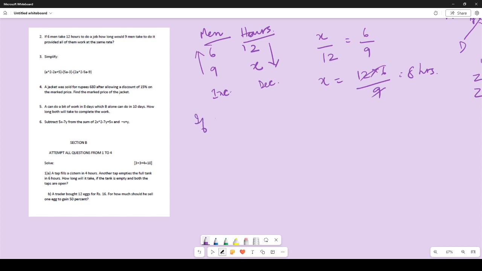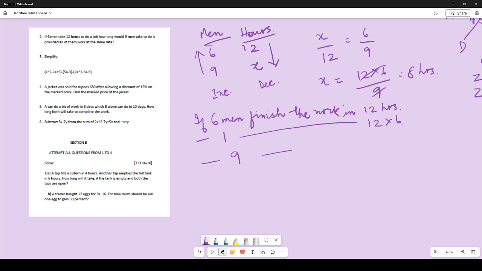So if 6 men finish the work in 12 hours, that means 1 man will finish the work in 12 into 6 hours, and then 9 men will finish the work in 12 into 6 by 9, that is equal to 8 hours. The same calculation that we did over here.